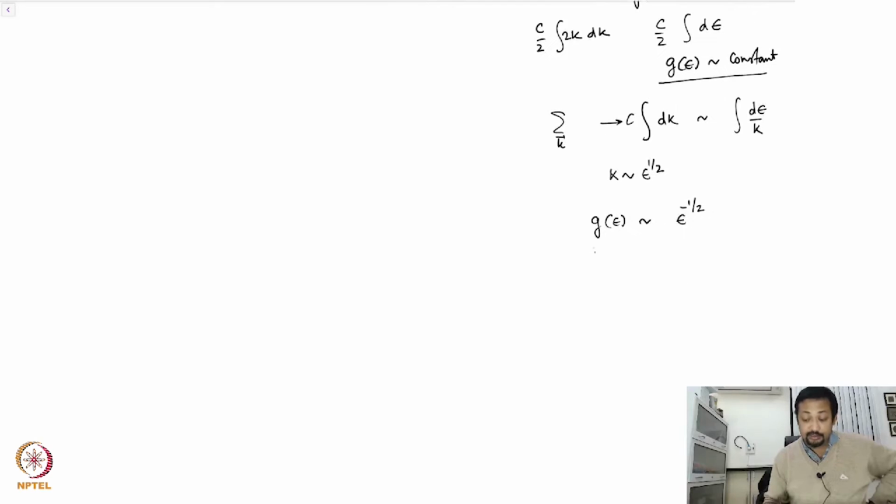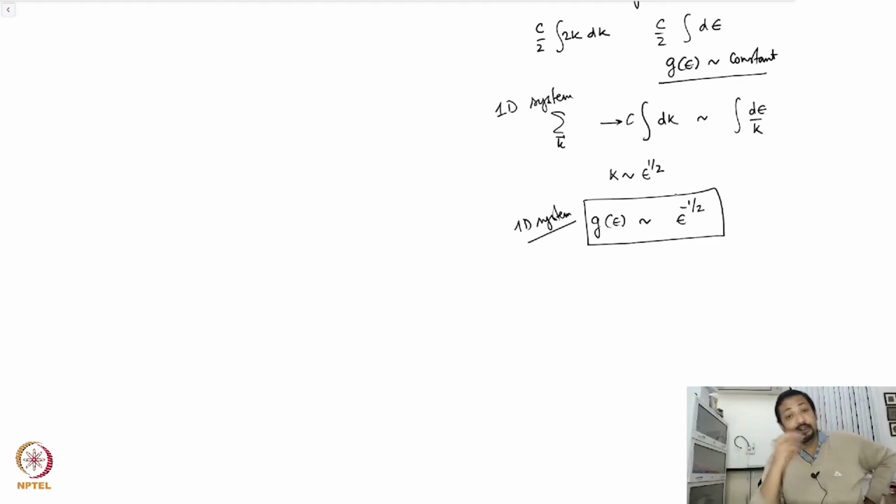In contrast, for a one-dimensional system, the number of energy levels near epsilon equal to 0 diverges. That is very interesting. So we will see what it means later on when we look at Bose-Einstein condensation.